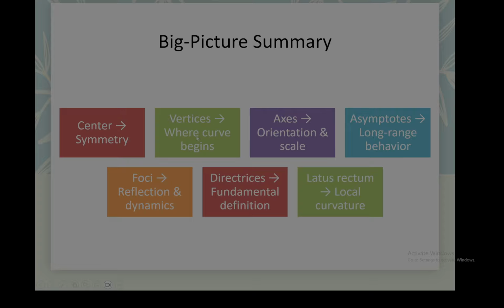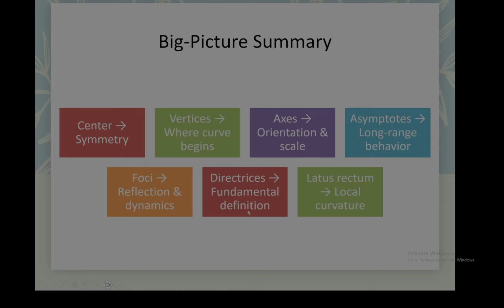So, big picture summary: we have the center, which is about symmetry. The vertices are where the curve begins. The axis is orientation and scale. The asymptotes are the long-range behavior that the curve never touches. The hyperbola branches go very close but never touch them. The foci are about reflection and dynamics.